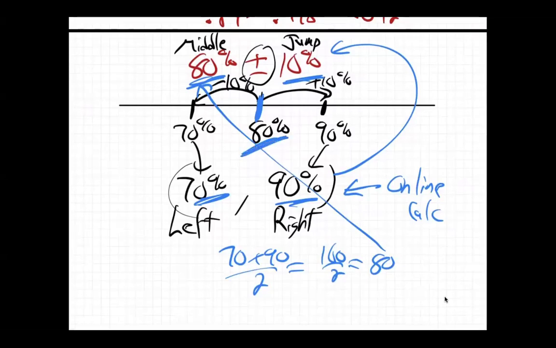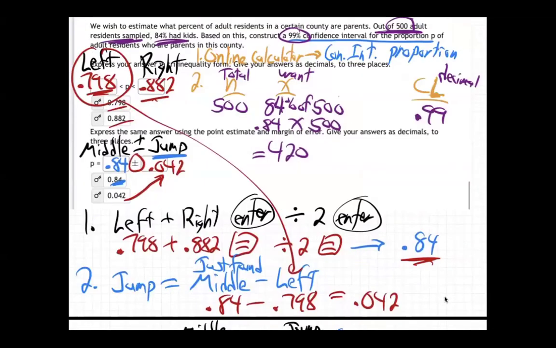Well, if you just take that 80 answer you just got and subtract the left number, 70, you get how far the jump is, right? It's 10 that way and 10 that way. Take the middle minus the left. That's why I'm telling you that's the formula. You just take the left plus the right, divide by 2, and the jump is the middle minus the left. So that's what we did.